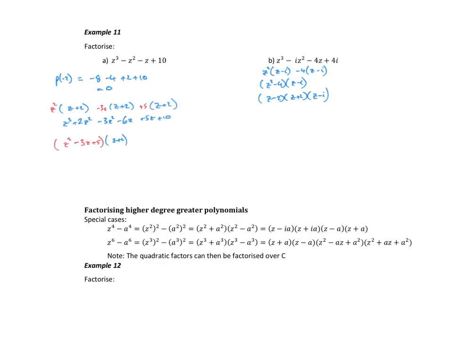Okay, so we're back to factorising. I've got our cubic expression, so we use our cubic knowledge to factorise. We try and find a zero of the polynomial. 1 is not going to work. As it turns out, -2 works and gives me a zero.